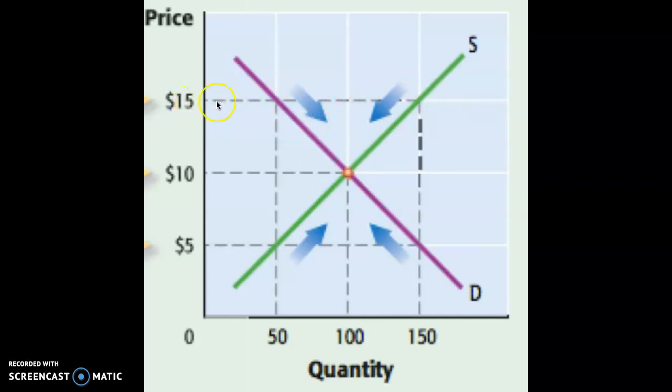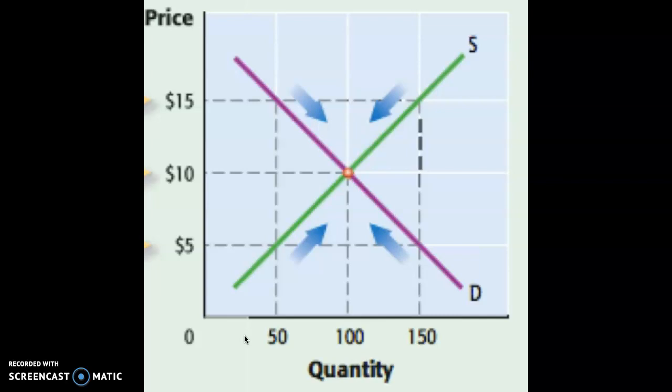Anyways, so at $15, in this case it was Chipotle, or my second example, corn. The supply is 150, the demand is 50. That means you have an extra 100 units sitting out there. You don't want the 100 units to spoil, okay?